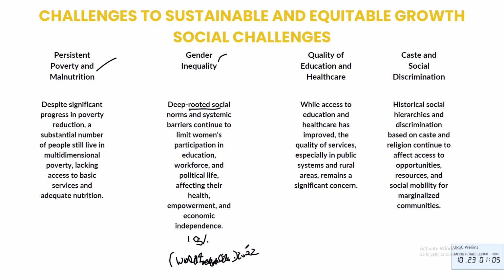Next one is quality of education and healthcare. While access to education and healthcare has improved, the quality of services in public systems and rural areas still remains a significant concern. Like high student-teacher ratios, inadequate infrastructure in schools, shortage of medical professionals in rural areas, reliance on expensive private healthcare. These all affect the quality of education and healthcare.